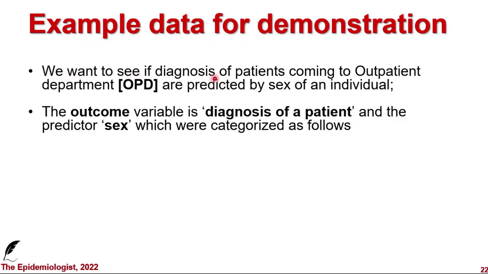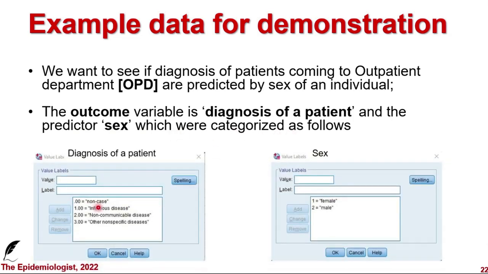We want to see if the diagnosis of patients coming to the outpatient department (OPD) is predicted by the sex of an individual. The outcome variable is the diagnosis of a patient, and the predictor, sex, is categorical. The diagnosis of a patient includes 0 for no case, free of a disease, 1 for infectious disease, 2 for non-communicable disease, and 3 for non-specific disease. The predictor of sex is categorized as 1 for males and 2 for females.